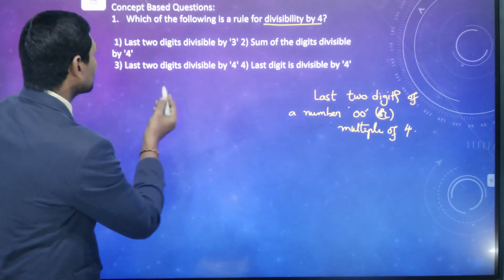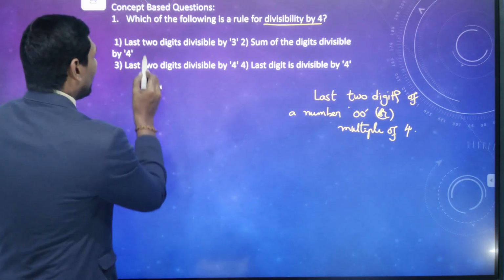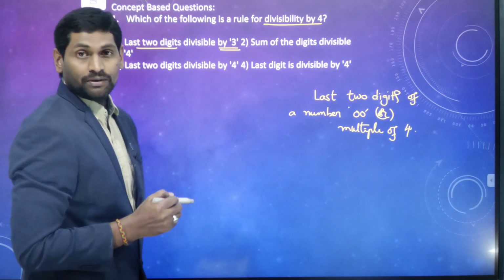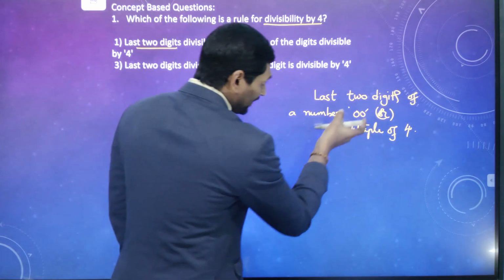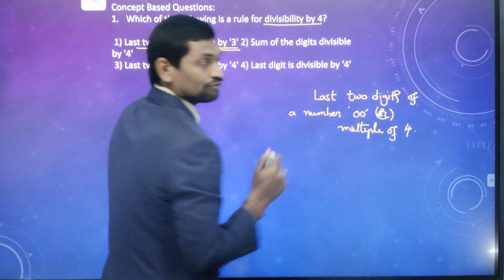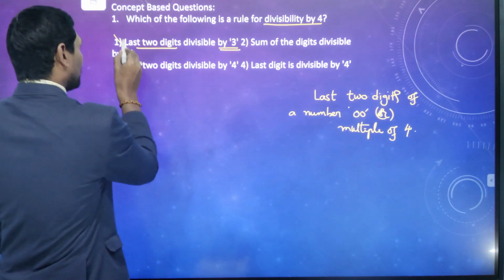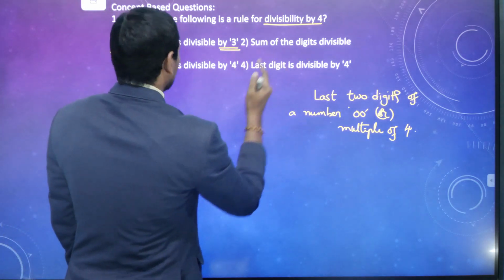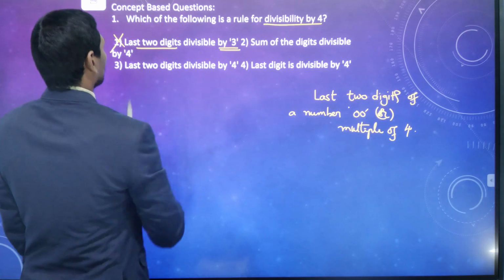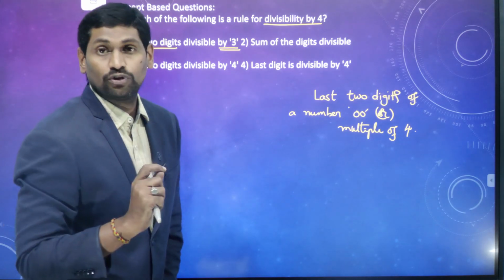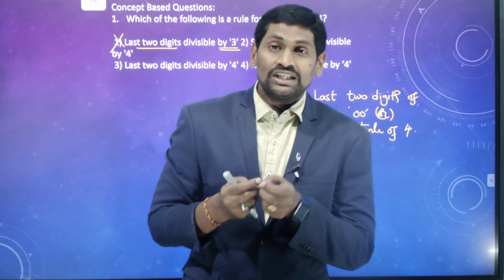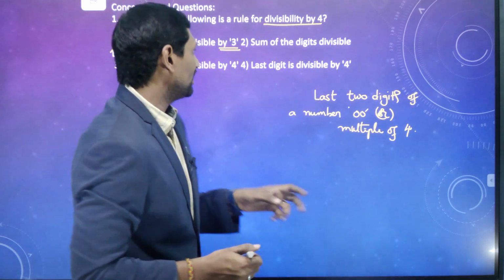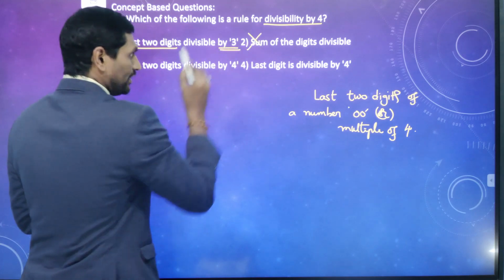Let us see the options. The first option is last 2 digits of a number is divisible by 3. But according to the definition, it should be divisible by 4 or a multiple of 4. So the first option is incorrect. Let us move on to the second one. Sum of the digits is divisible by 4. Sum of the digits is not the rule for 4. The sum of the digits rule is only applicable for 3 and 9. So the second option is also incorrect.